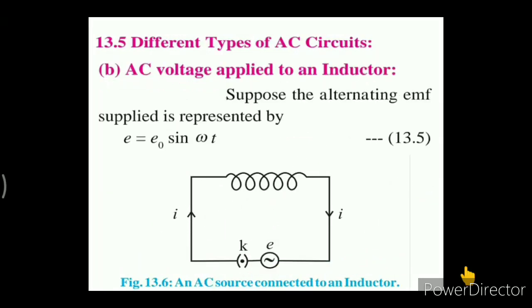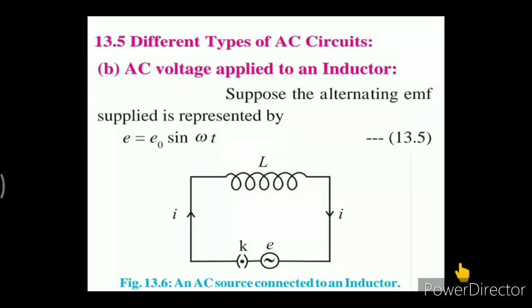The next topic we have is AC voltage applied to an inductor, where we are going to discuss different types of AC circuits with an inductor. Now, here we are considering that an alternating EMF E is applied across a pure inductor of self-inductance L as shown in this figure. And now let's suppose the alternating EMF supplied is represented as E equal to E0 sin omega t.